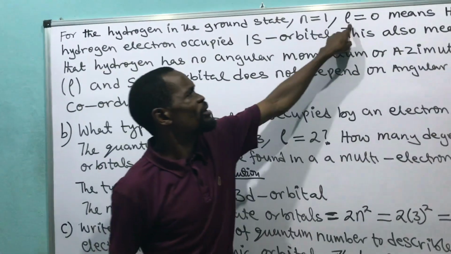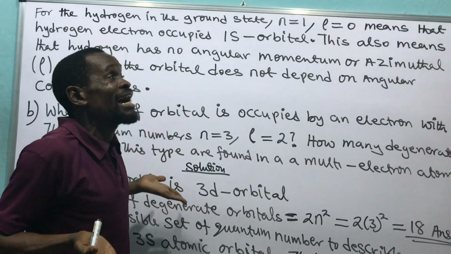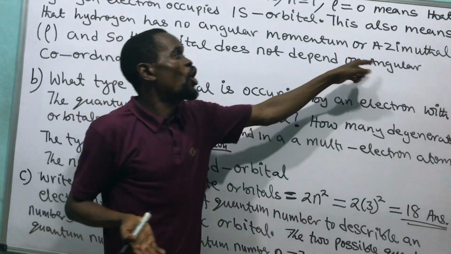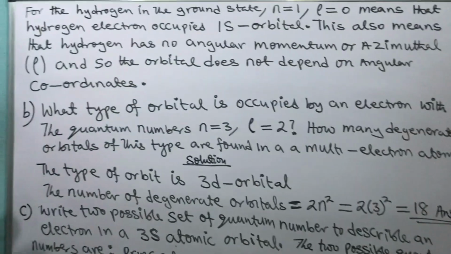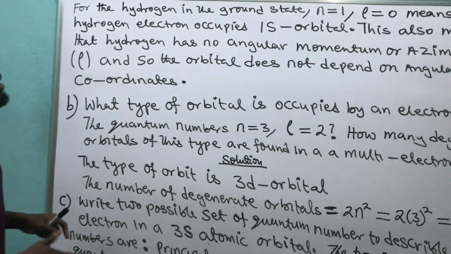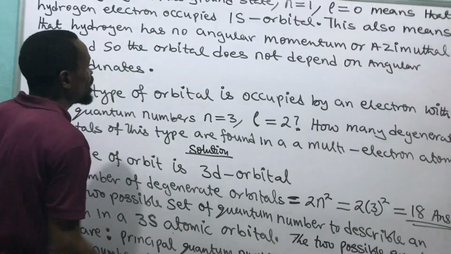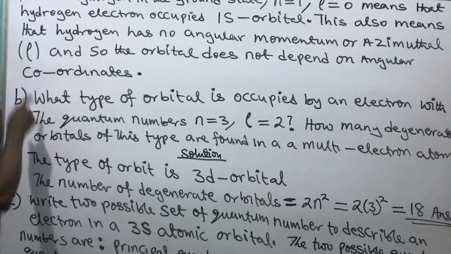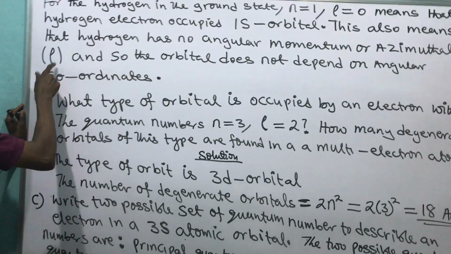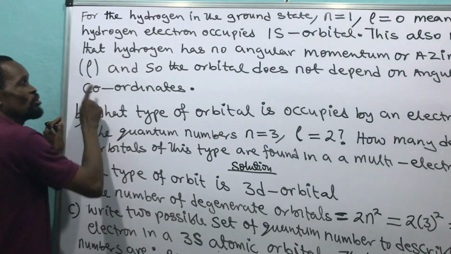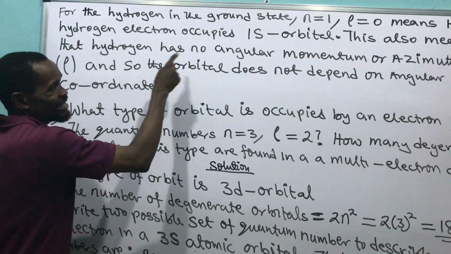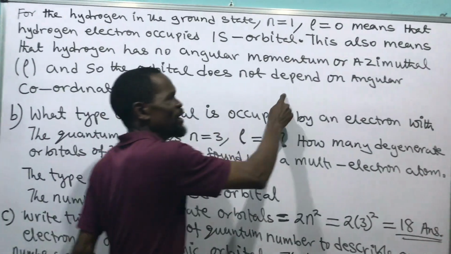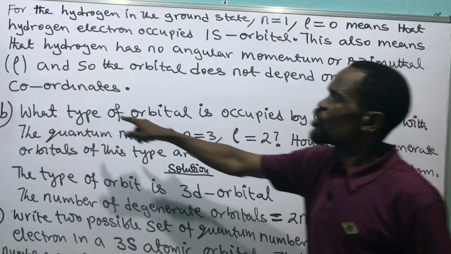That means angular momentum is equal to 0. Meaning that hydrogen has no angular momentum, or azimuthal quantum number. Angular momentum quantum number, or azimuthal quantum number. So look at the azimuthal quantum number, and that orbital does not depend on angular coordinates.